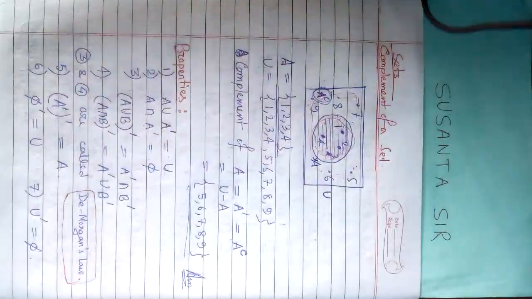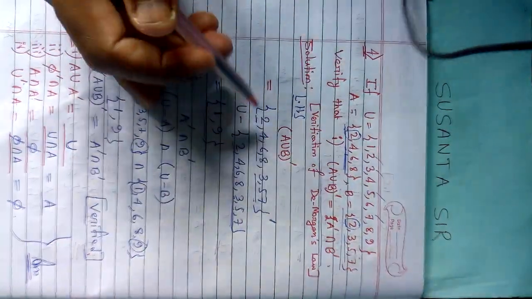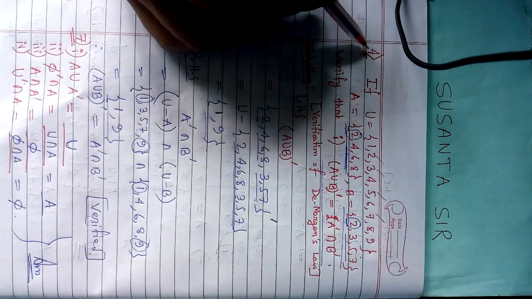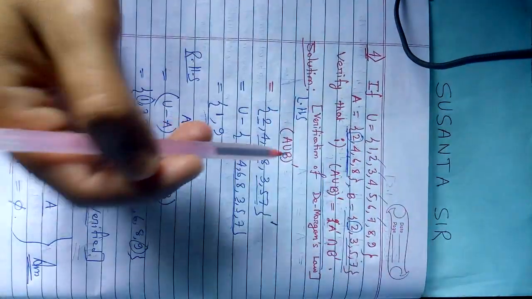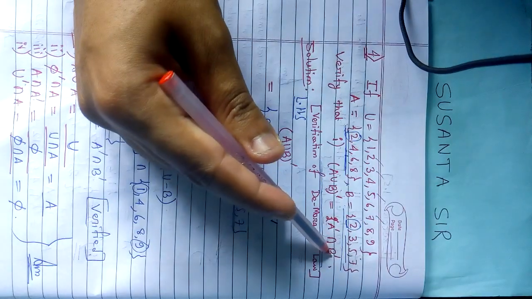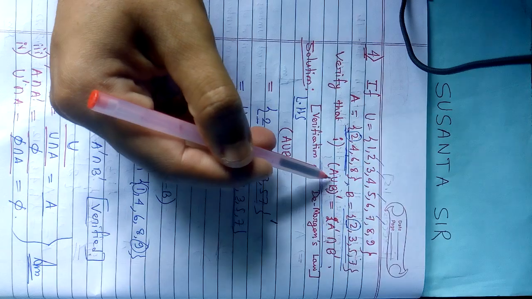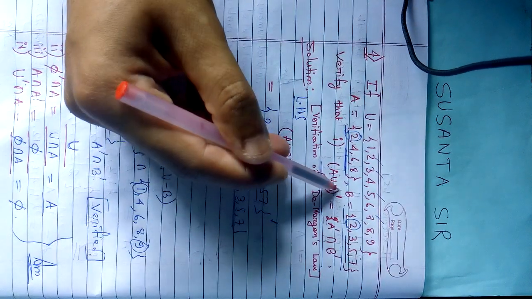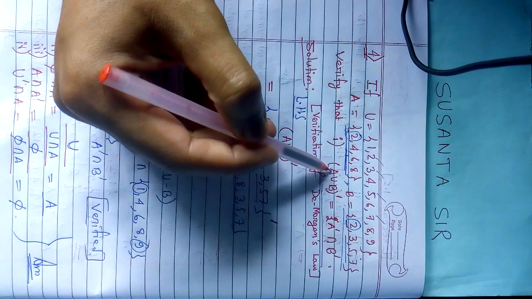Now come to one problem from exercise 1.5. In exercise 1.5, one problem is question number 4. If U is this, A is this, B is this, verify that A union B dash equals A dash intersection B dash. That means this is the De Morgan's law. It is the problem related to the verification of De Morgan's law.